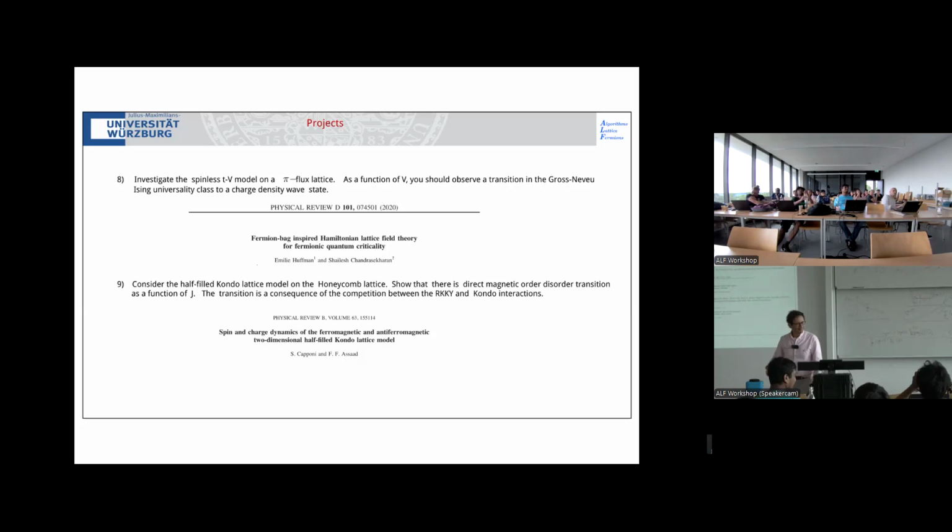Okay, so try it. For the Ising, and then for the Heisenberg, maybe not, and then for the U1, maybe not, I don't know. But you can write down a t-V model on the pi flux lattice. This is all built into the model in the ALF Hamiltonian. You can look at quantum criticality, Gross-Neveu criticality.